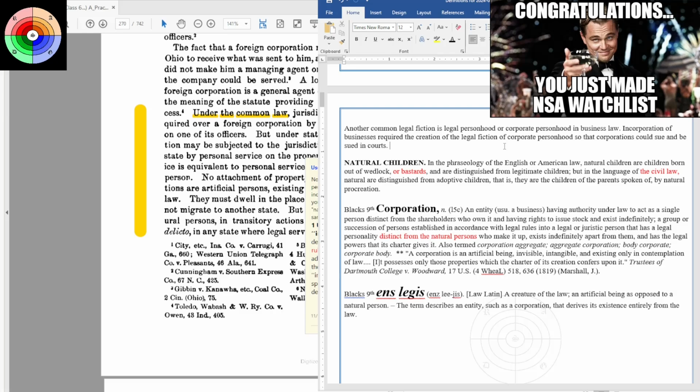So ens legis is any corporation sole, any trust, anything that's got charterability to it. Is a creature of the law, an artificial being, as opposed to, again, a natural person. The term describes an entity such as a corporation that derives its existence entirely from the law. So you can kind of see in these two definitions, if you were to just open up Black's Ninth's dictionary and start looking to see, oh, well, what should I be calling myself? Well, I'm not a corporation, right? I'm not a legal entity. I must be a natural person.